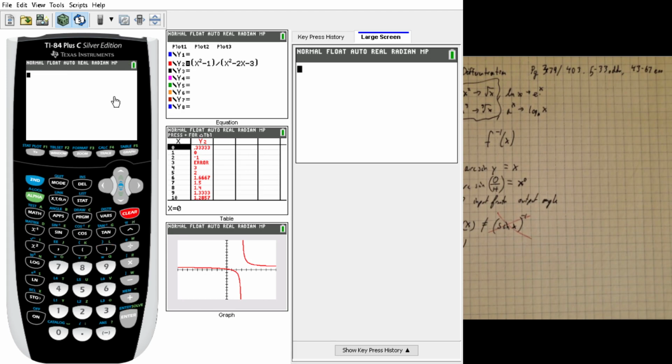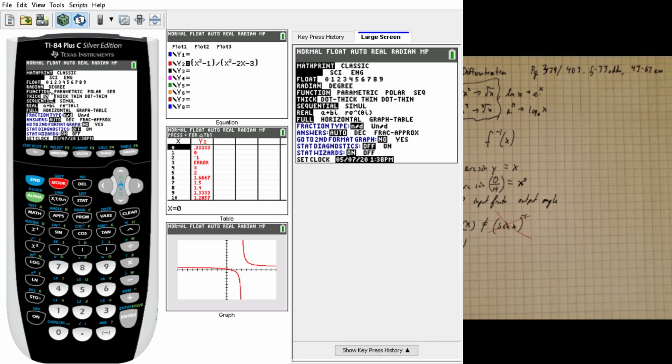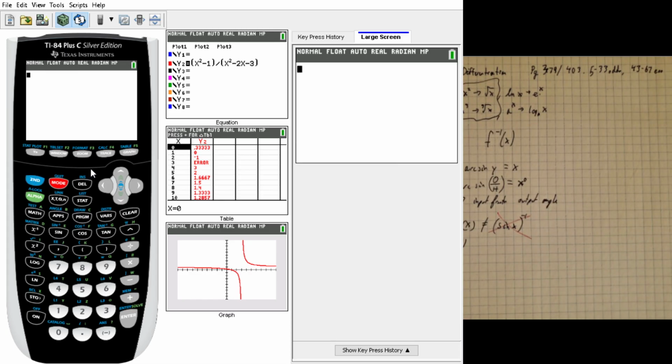For today, since we are going to be talking about trig functions, make sure to double check that you're in the correct mode. For most of the problems today, we're going to be dealing with radians. So make sure you are in radian mode. If you're not, make sure to fix it. Okay.